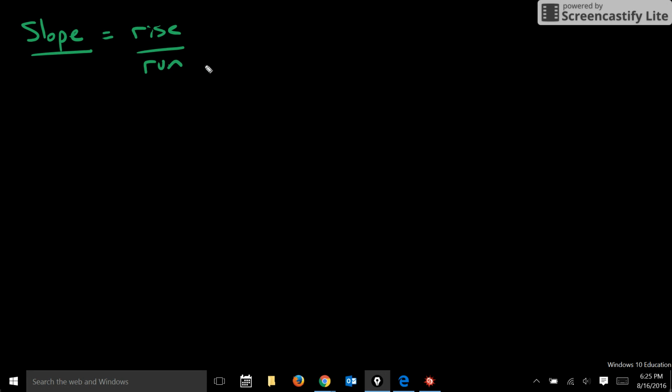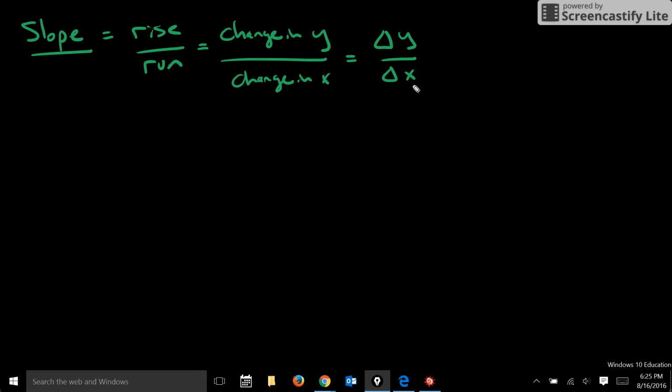Another way of saying the exact same thing is it is the change in y over the change in x. Or a shortcut math way of saying that is delta y over delta x, where that triangle is just the Greek letter delta, and it just refers to change.